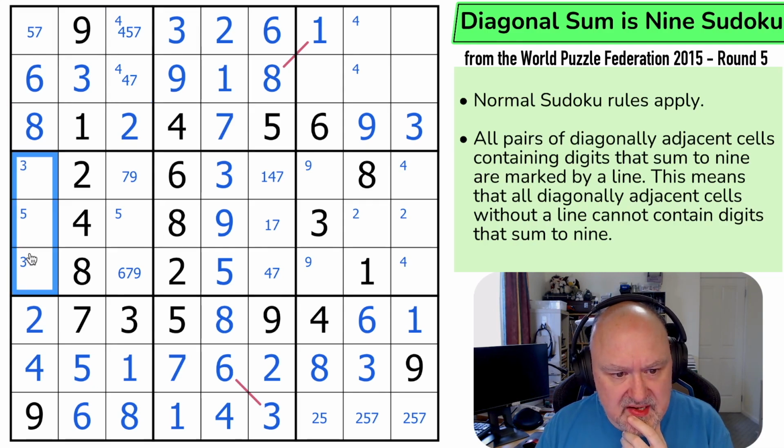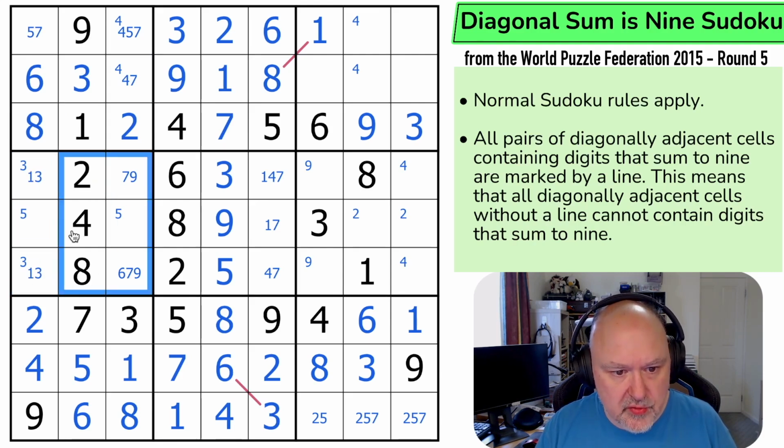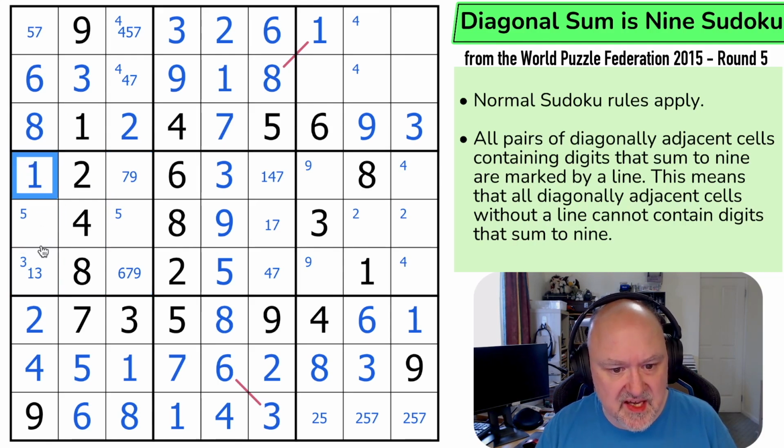Okay, so 1 is in here. Well, 1 can't go next to 8. So this becomes a 1-3 pair. No, where does 1 go? 1 can't go in those or those. 1 can't go next to 1. This and this can't be a 1. So this is the 1 taking the pencil mark place of a 3. Bam.